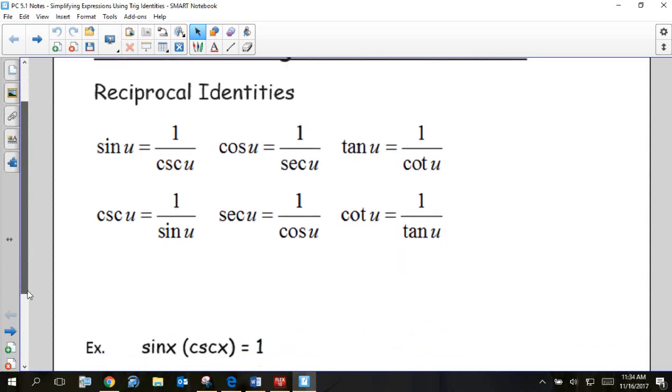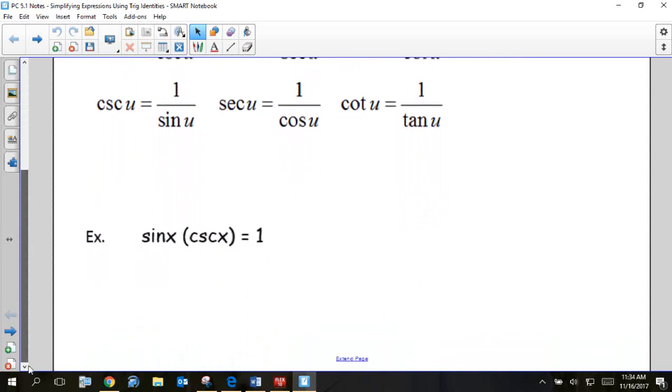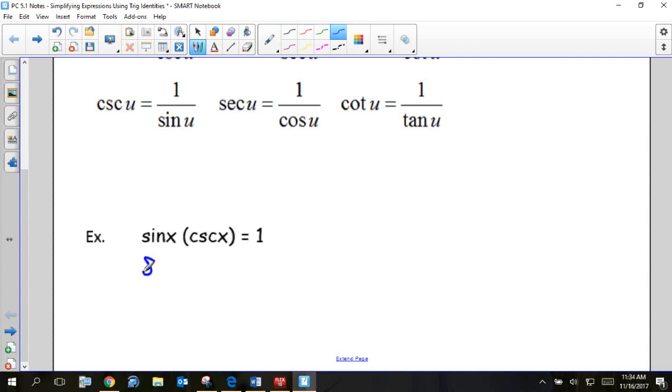Then I have a little example off to the side that says, let's multiply sine x times cosecant x and show that it equals 1. We're going to multiply this together and show it equals 1. There's more than one way to do this, but what I would do is I would see cosecant right there and say, ooh, I'm going to replace that with the reciprocal. So I'll have sine x multiplied by 1 over sine x, which is the reciprocal of cosecant x.